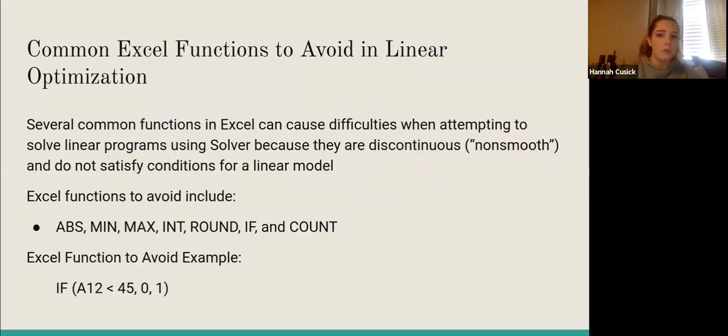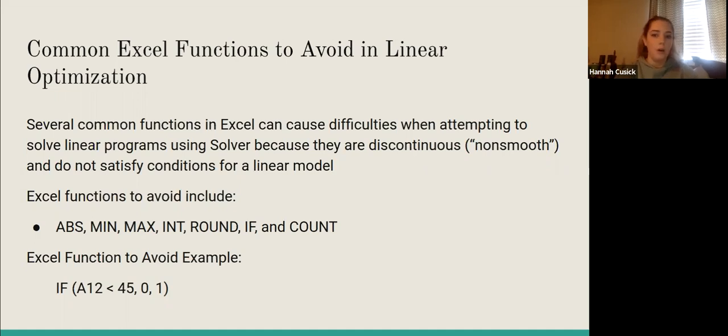And the last topic that I'm going to touch on is some common Excel functions to avoid in linear optimization. Several common functions in Excel can cause difficulties when attempting to solve linear programs using Solver because they are discontinuous or non-smooth and they don't satisfy conditions for a linear model. Some of the functions that you want to avoid are absolute value, minimum, maximum, round, if, and count.